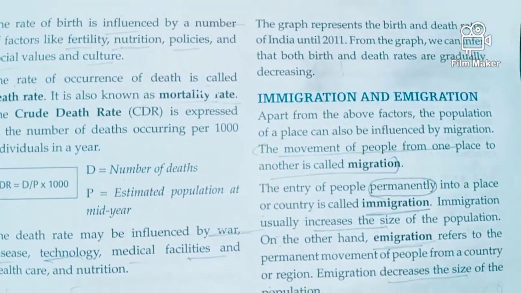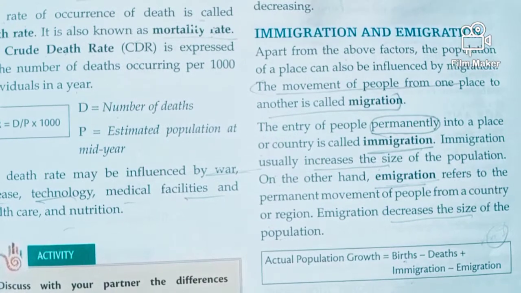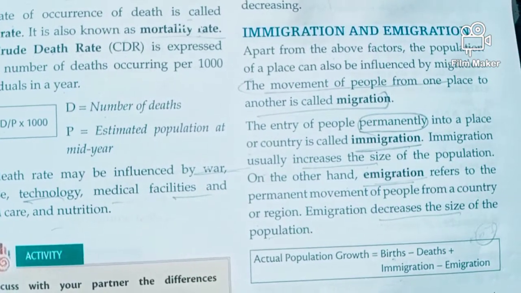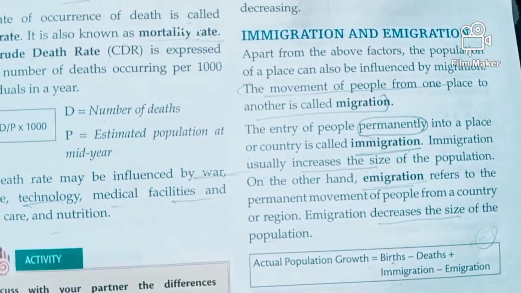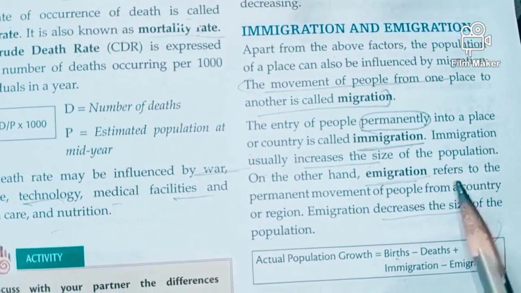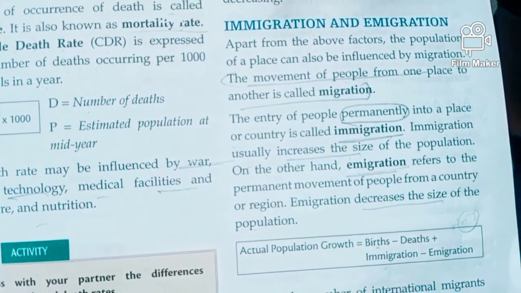Next one. The next important factor is called immigration or emigration. Try to understand that not only the birth and death rate, but these are also factors that influence people to travel from one place to another.